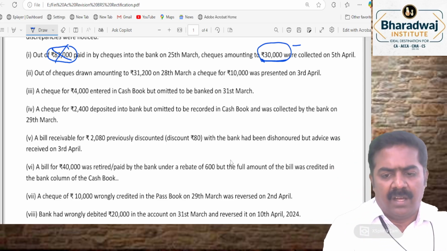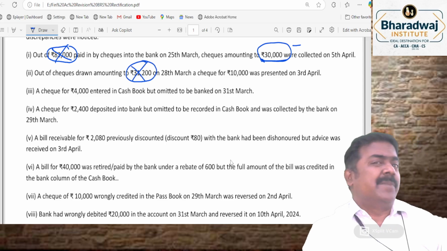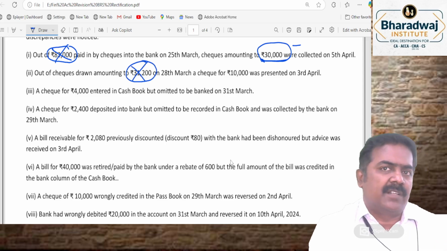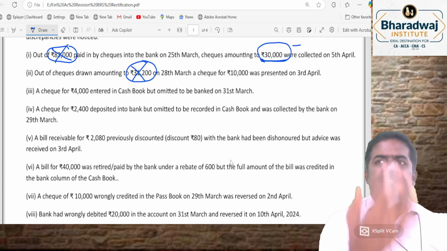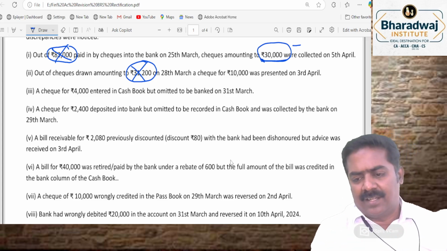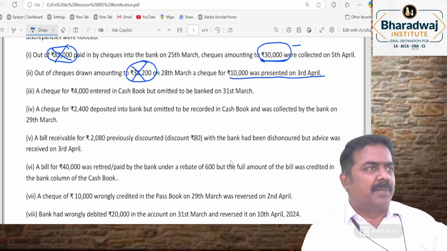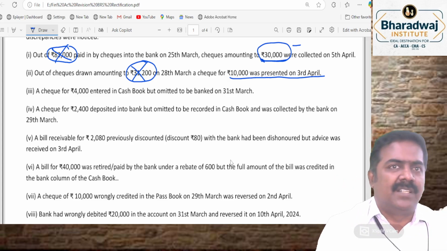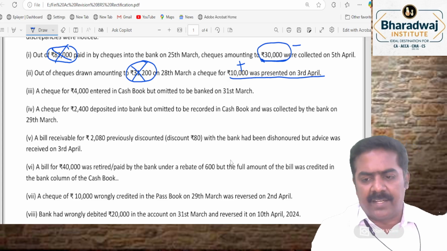Next, out of the checks drawn 31,200, we are not bothered about it. What do you mean by check drawn? Inflow check or outflow check? Outflow check. Check drawn means we have written the check. It's a payable check. 10,000 was presented only on 3rd April. We have deducted that 10,000, but bank has not deducted the 10,000 within 31st March. So what to do? Add back. We have deducted. Banker has not deducted, so let us add back.